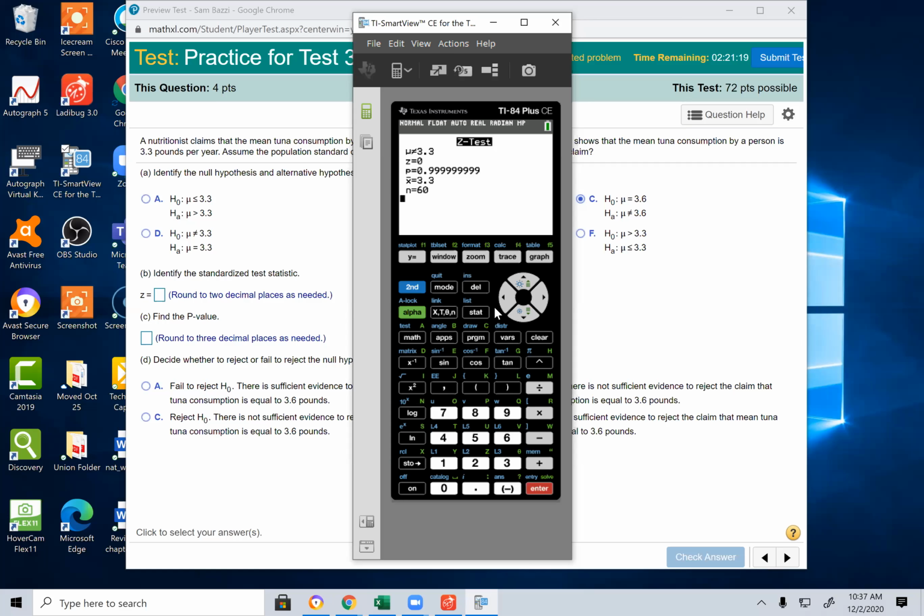Okay, so Z is 0. P-value. Oh, I should have put 3.6 there. I made a mistake. That's my mistake. It should be 3.6 here. Otherwise, Z should not be 0. Now it's working, yeah. So Z is negative 2.15. P-value is 0.031. And this is all I need, the p-value to make the decision.